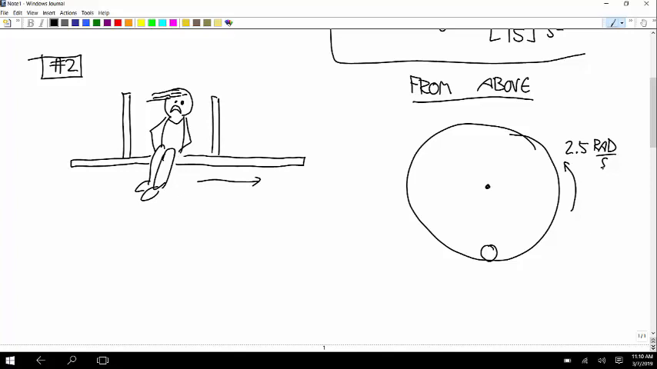So there's the angular velocity. And then the slowing down, which means the angular acceleration has to be in the opposite direction. And it has a magnitude of 9.5 radians per second squared. It says to draw a picture from above.